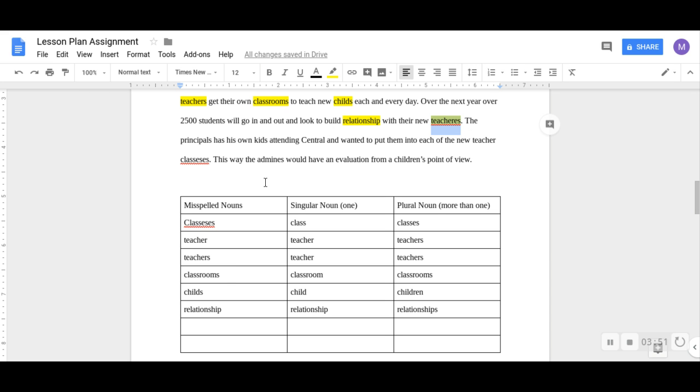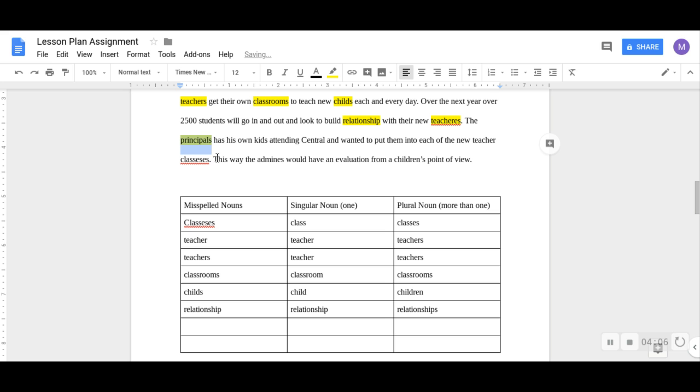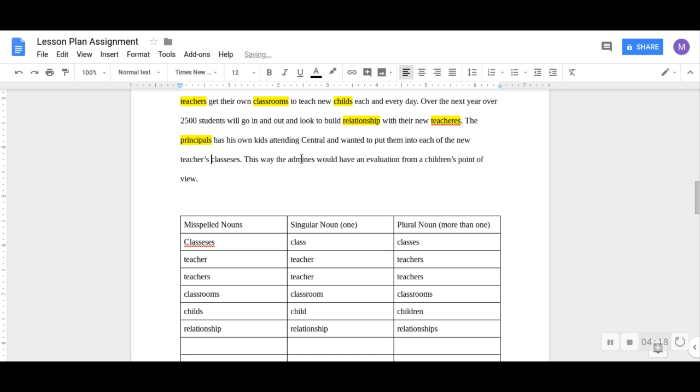The principals has his own kids attending Central and wanted to put them into each of the new teacher classes. Principals, we are talking about just one. So we're going to go ahead and highlight. Has his own kids attending Central and wanted to put them into each of the new teacher. This should actually be possessive. Each of the new teachers' classes. Classes is spelled wrong yet again. I'm going to go ahead and fix that one as well.